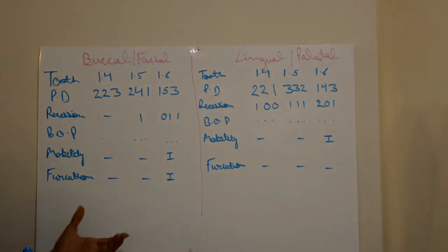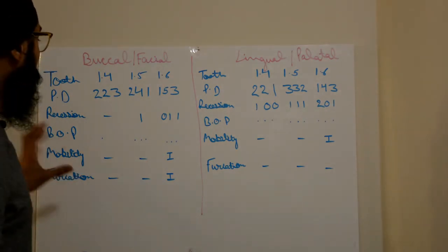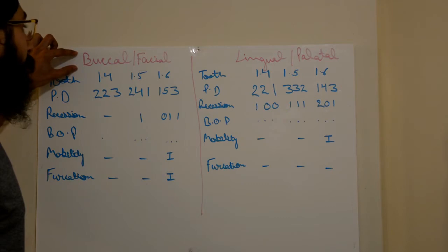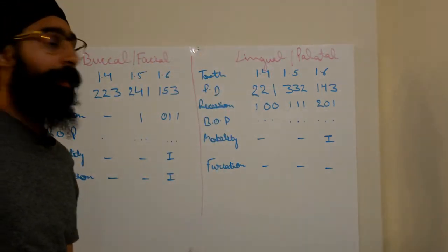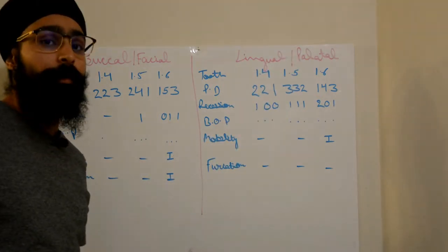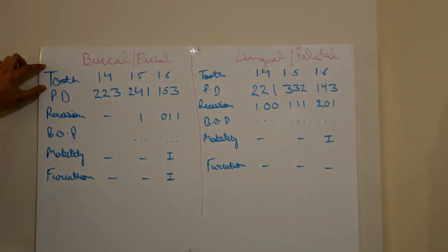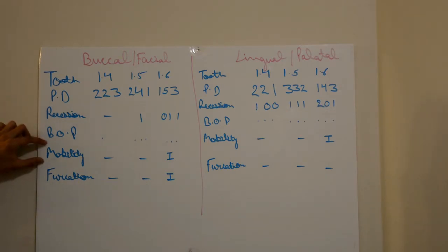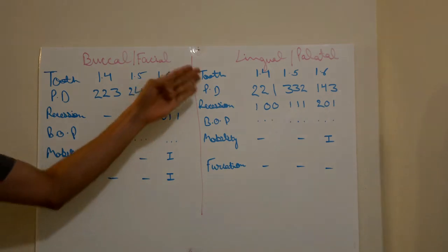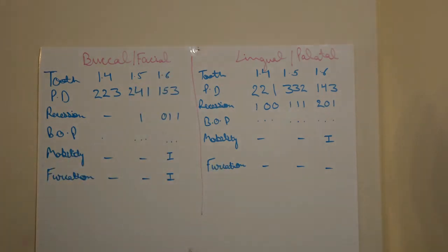Friends, for a perio chart, you are given two surfaces. One is buccal or facial, second is lingual or palatal. Of course, lingual when it is a mandibular tooth and palatal when it's a maxillary tooth. The first part of the perio chart is tooth number, then PD, which means probing depth, then recession, then BOP, which means bleeding on probing, then mobility and furcation. Same is the case on the lingual or palatal side.